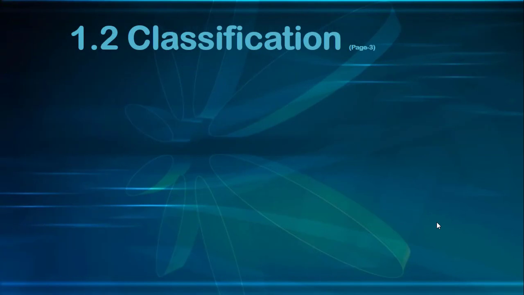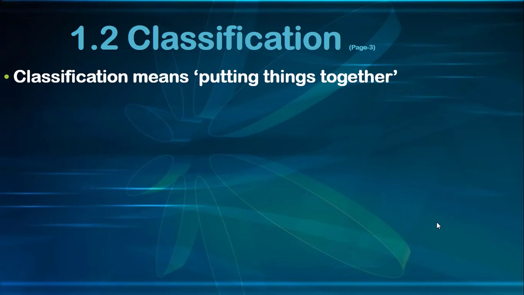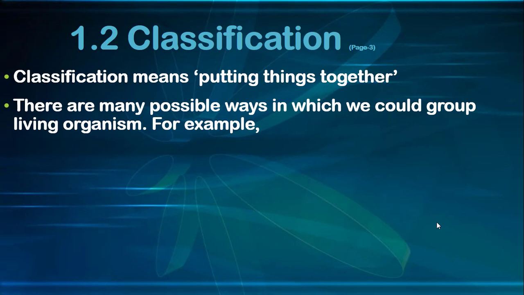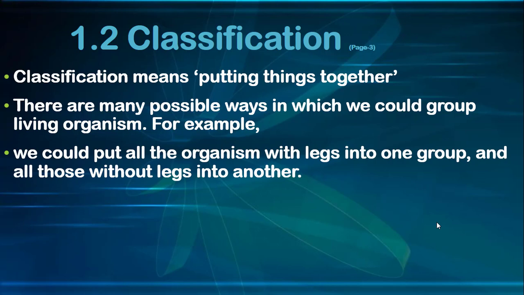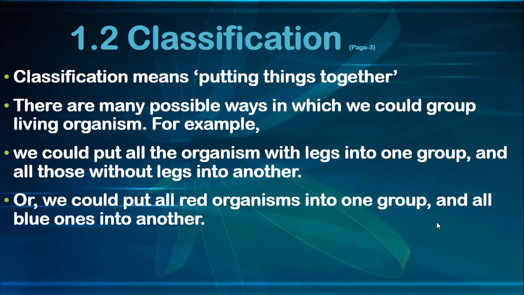Now, dear students, I would like you to open your books at page 3, classification. Classification means putting things together. There are many possible ways in which we could group living organisms. For example, we could put all the organisms with 2 legs into one group and all those without legs into another. Now this is one way. Now look at another way: we could put all the red organisms into one group and all the blue ones into another.